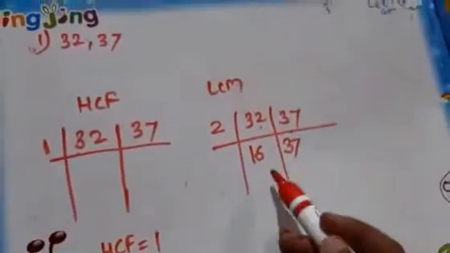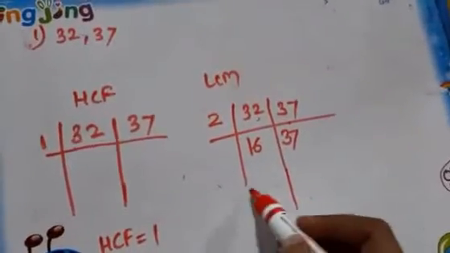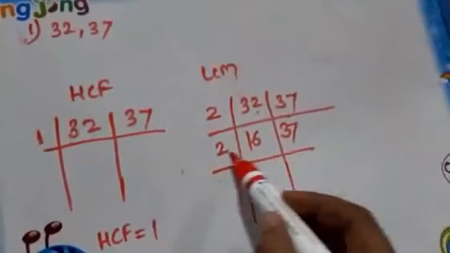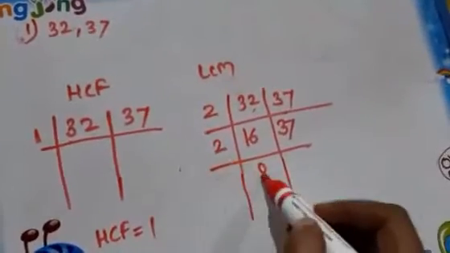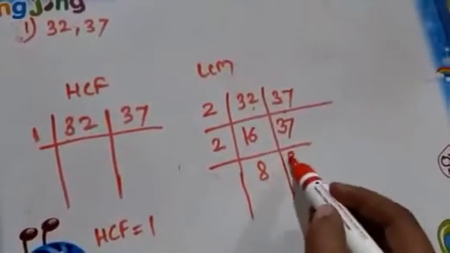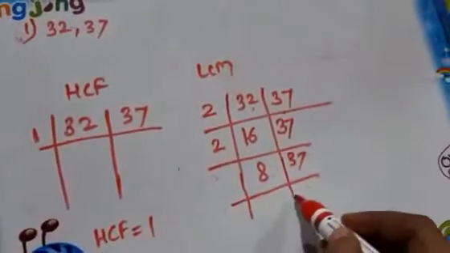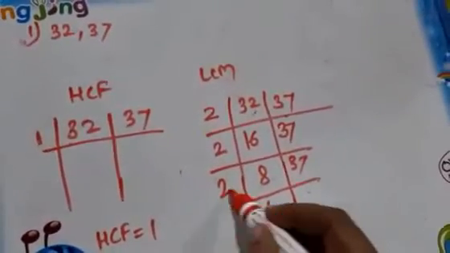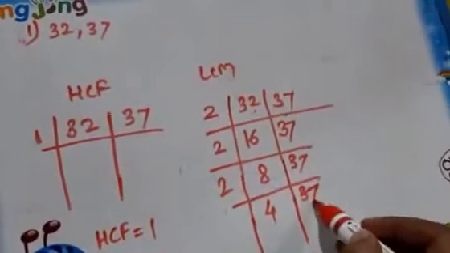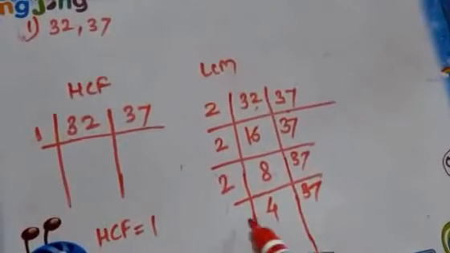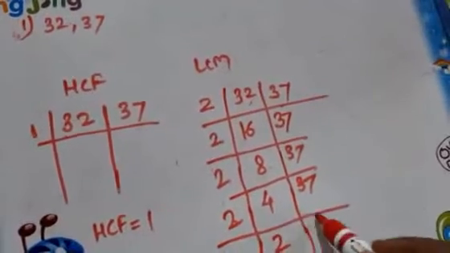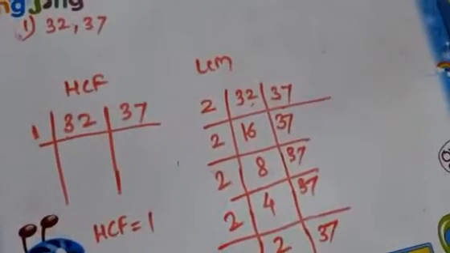Next is 16 and 37. Again 16 is divisible by 2. 2 8s are 16. And 37 as it is. Again 8 is divisible by 2. So 2 4s are 8. 37 as it is. Next is 2. 2 2s are 4. And 37.